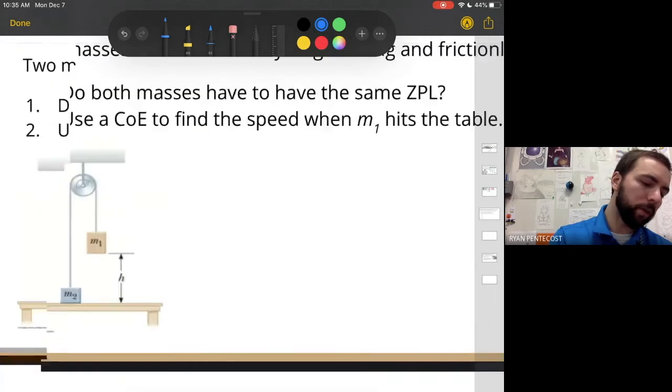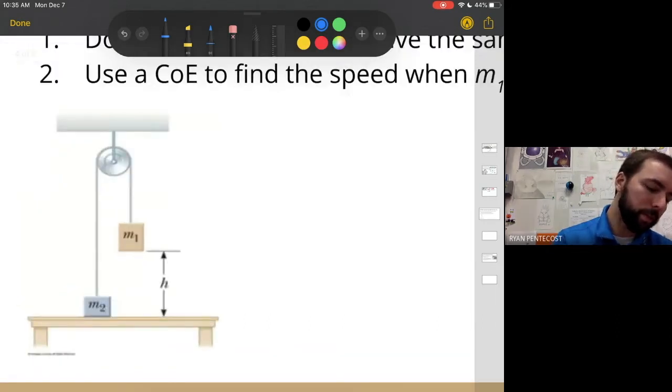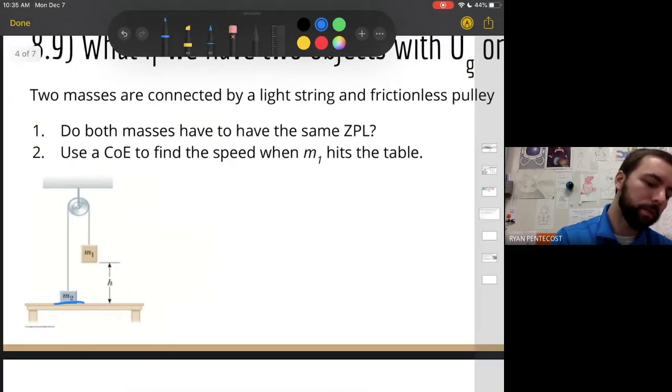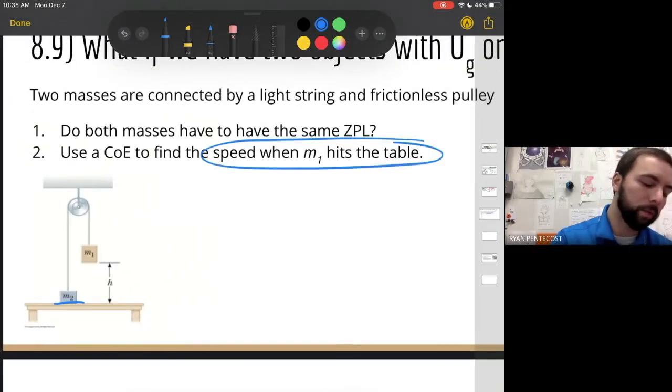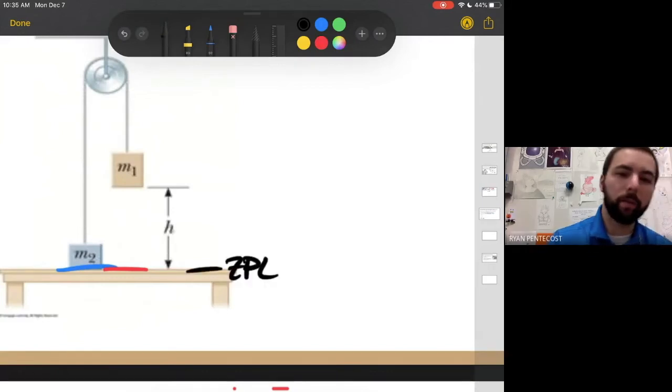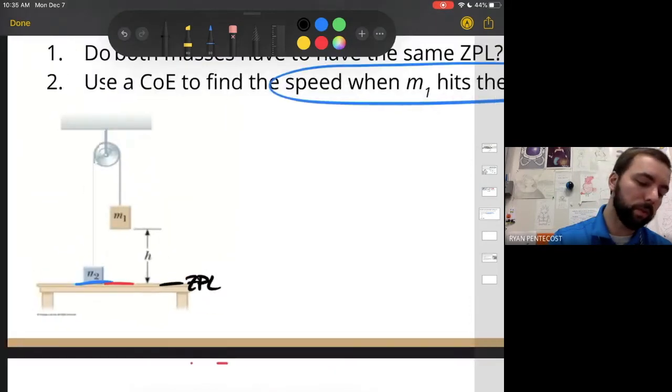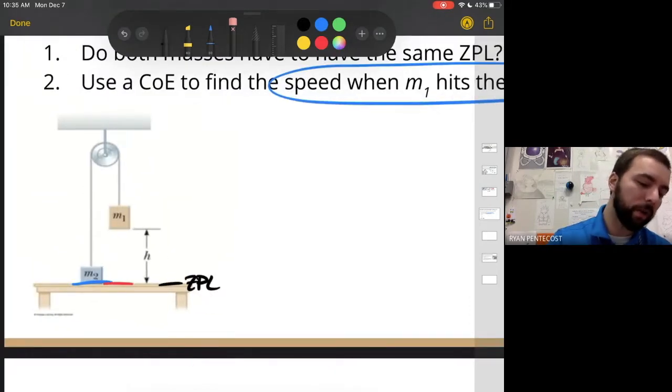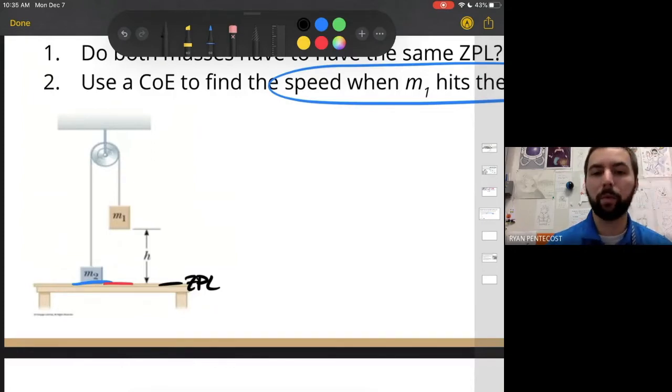Now, if we look here, it probably makes sense because M2 sits on a table and we're actually finding the speed when M1 hits the table, right? So this is actually where M1 will have its final resting place. So it makes sense to put your ZPL right there at the table. However, sometimes that's not always the most simple scenario. So they don't have to. However, in this example, it is what we're going to do because it's going to make our problem easier.